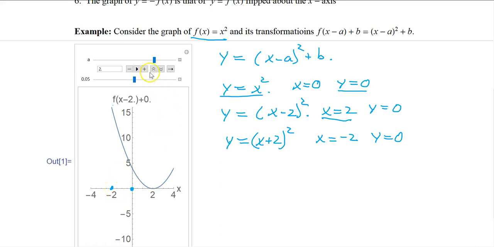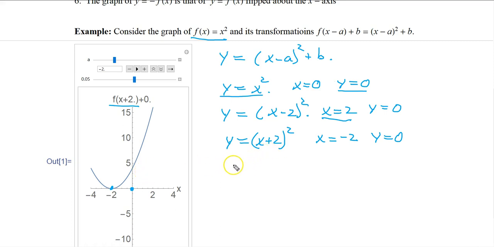And you can see that if I move the slider bar, so right here. So right there is x plus 2 squared. And this is the graph of x plus 2 squared. Y equals x plus 2 squared right there.